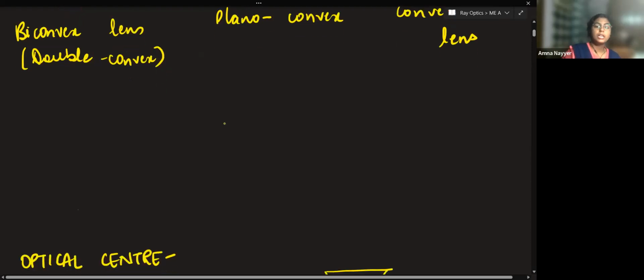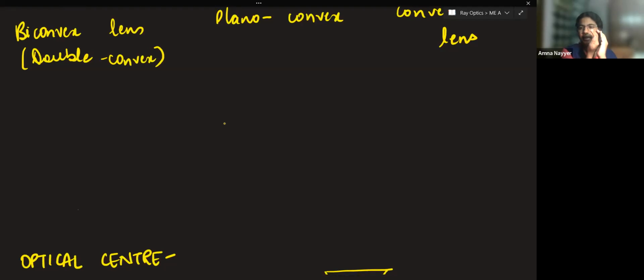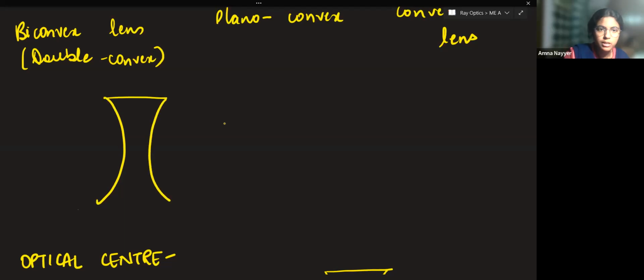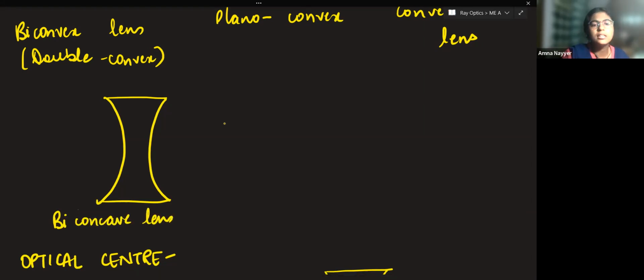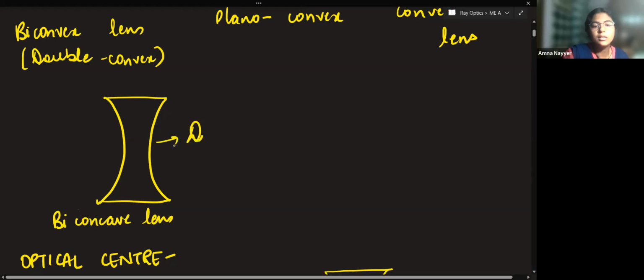One more thing also. If I take these two surfaces, instead of combining like this, I can combine them like this. I had combined the two spherical surfaces like this. Now I combine the two spherical surfaces like this. So see, one part will be this, the other part will be this. This type of lens is known as biconcave. Biconcave lens, or you can say this is also known as double concave.